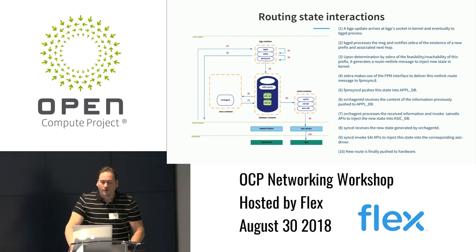Upon understanding by ZEBRA that the feasibility and reachability of this next hop is there, we don't have a conflicting route, we don't have any problem with that, ZEBRA obviously will push this into the kernel. At the same time, ZEBRA will push this information down to the FPM plane, so that eventually gets to FPM SYNC-D. Once again, FPM SYNC-D will collect this information and will push this all the way to the application DB.